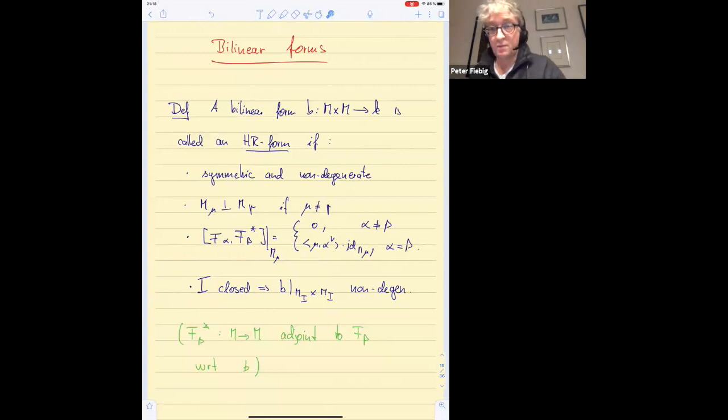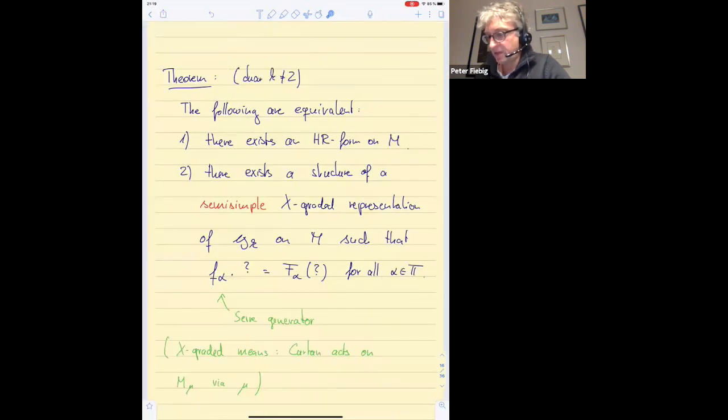Okay. So what I wanted to say now, I will generalize this in a bit. Let me just go on with this bilinear form. So you have these commutation relations, and I also want that for a closed subset, the restriction of this bilinear form to the subspace is also non-degenerate. Then there comes the theorem. The existence of such a bilinear form with these properties is equivalent to the existence of a structure of a semi-simple X-graded representation of GK.